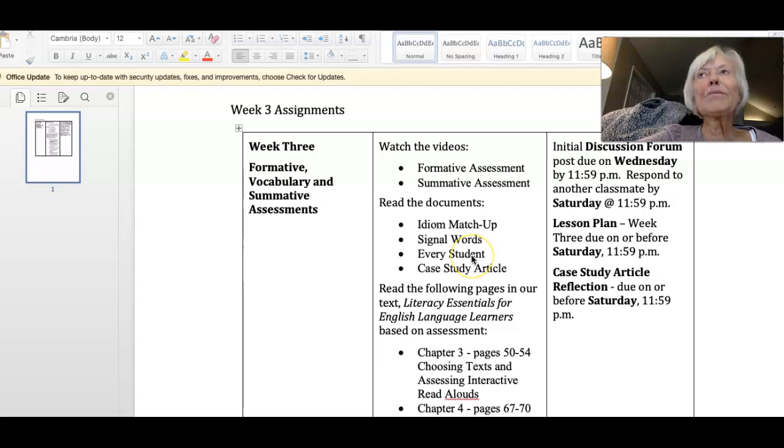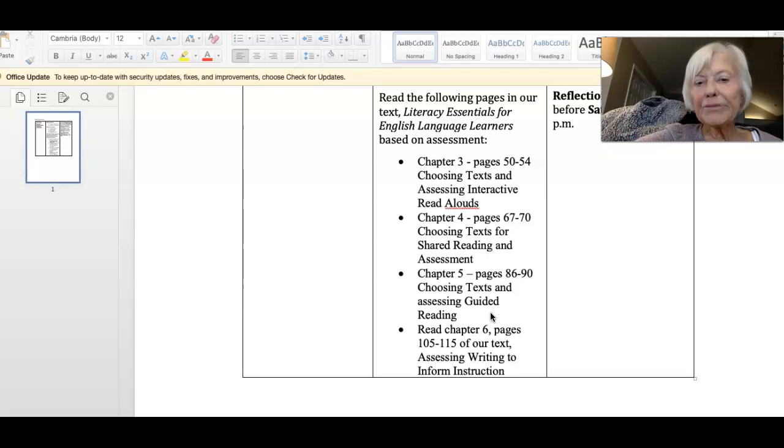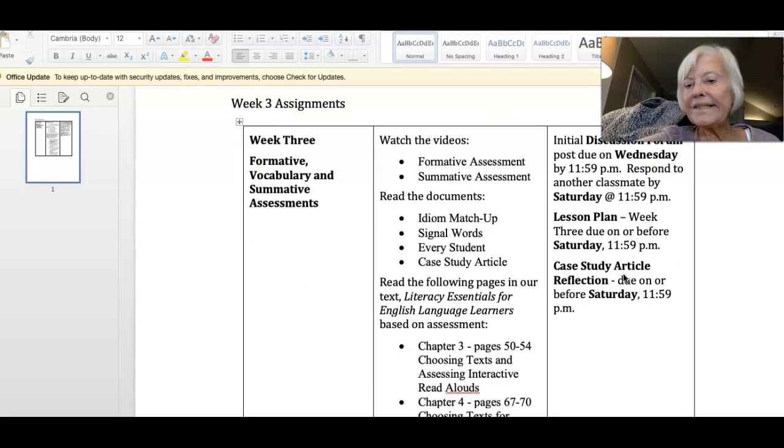We'll be discussing formative and summative assessments this week. I have 2 brief videos that are very good about formative and summative assessment. In the documents, what you see here, the idiom matchup, the signal words, and every student, those are documents that you need to read. And then you'll be reading these following pages in our text, because these particular ones are based on assessment. The due dates would be the same for them on Wednesdays and Saturdays.